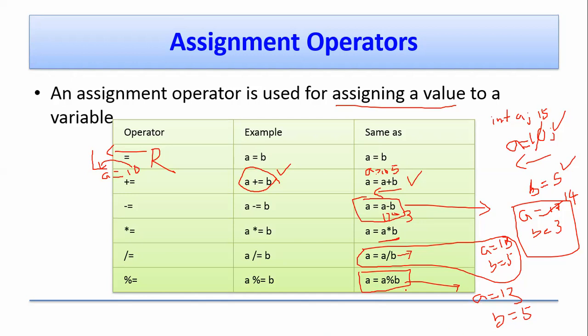Because A modulo B, that is the remainder. A is 13, modulo B, B is 5. 13 modulo 5 means the remainder is 3. 3 is assigned to A. Then 13 is replaced by 3. B is as it is. Did you understand it? Have you all got this idea?